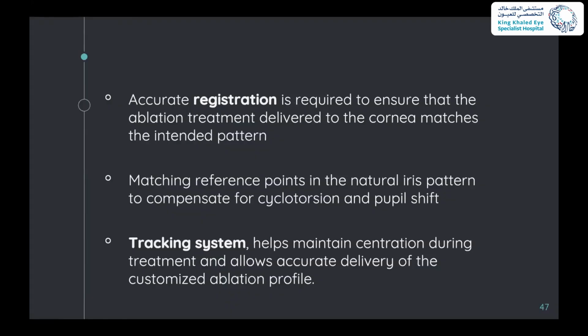Of course, they need a registration, which will be required in order to deliver a very precise intended pattern of treatment. There must be a reference point in the iris to compensate for the cyclotorsion or a pupil shift. And the tracking system is here maintaining a good centration, and this will ensure the right delivery of the customized ablation profile.